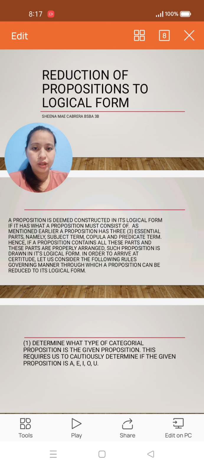Good evening, everyone. I am going to discuss the reduction of propositions to logical form. What is a proposition? A proposition is a statement that can be either true or false. It must be one or the other, and it cannot be both.